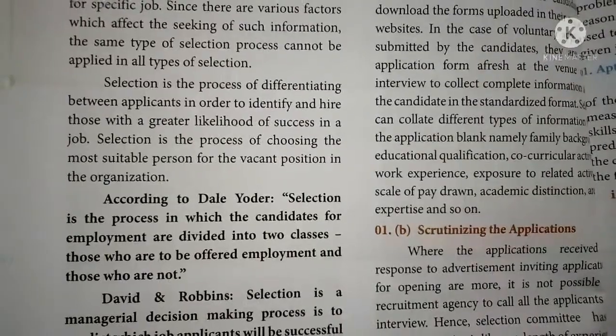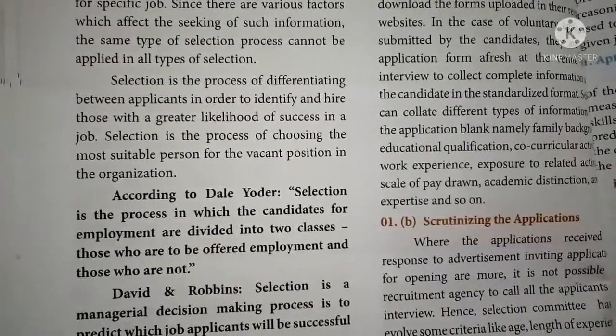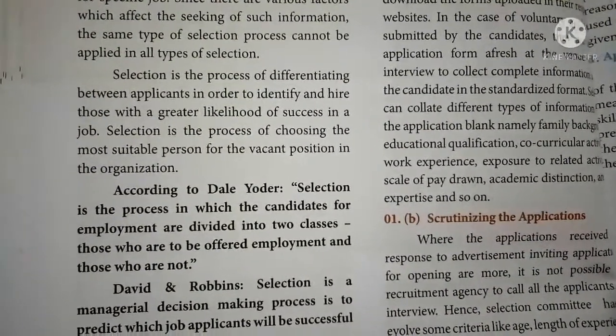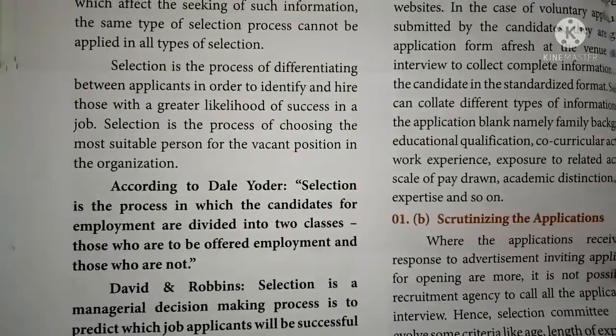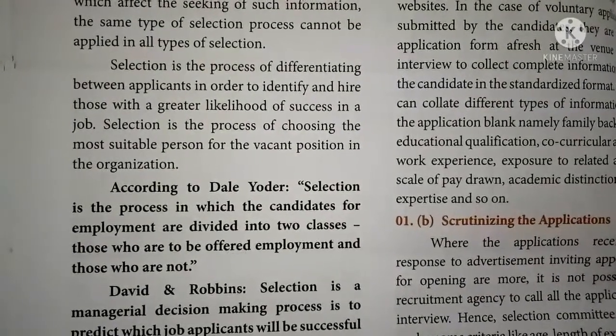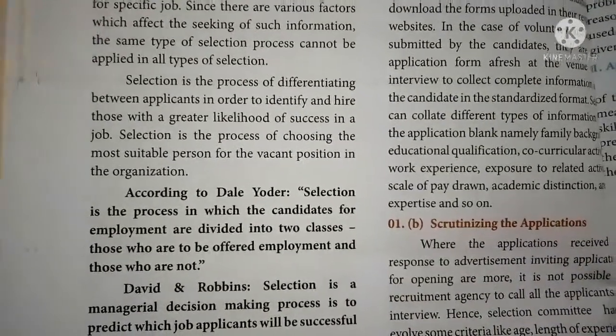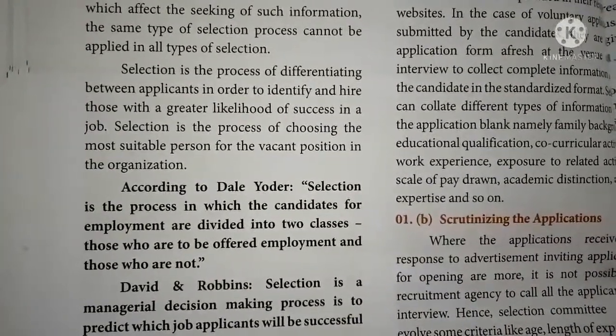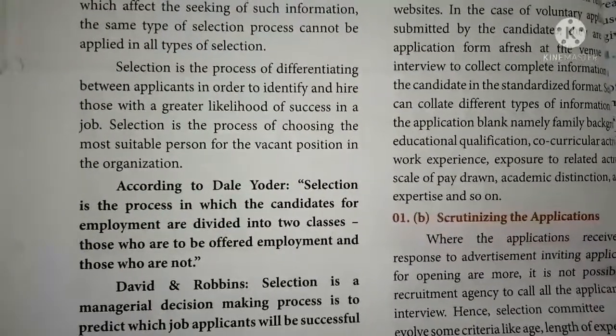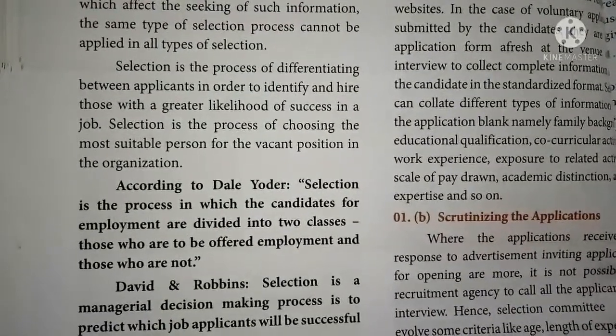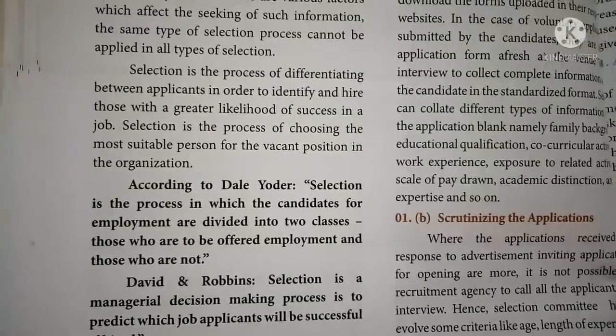Morning students, today we discuss the 12th commerce subject morning video. In this morning video we start a new lesson, that is how to select employees, selection of employees in an organization. First we discuss the definition.